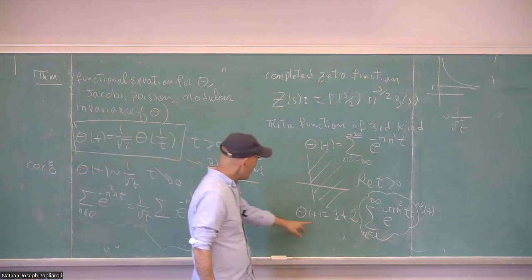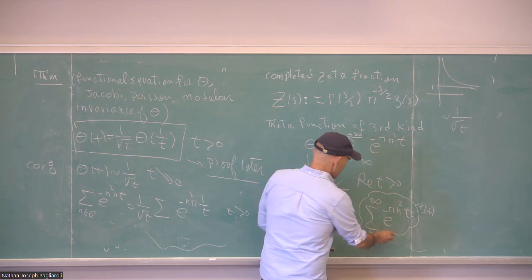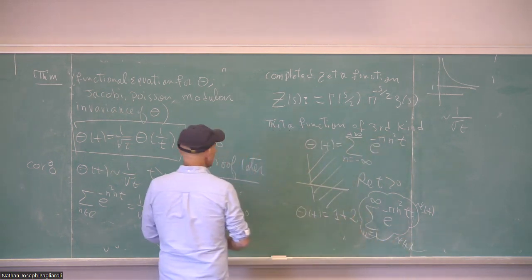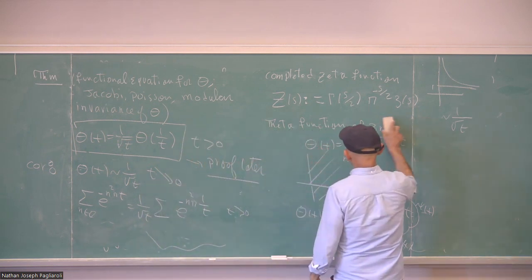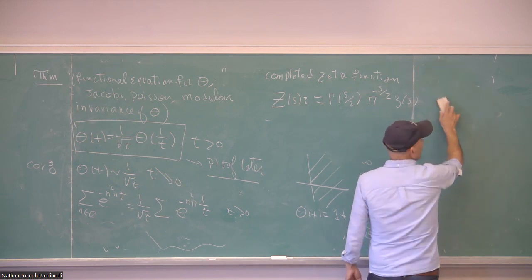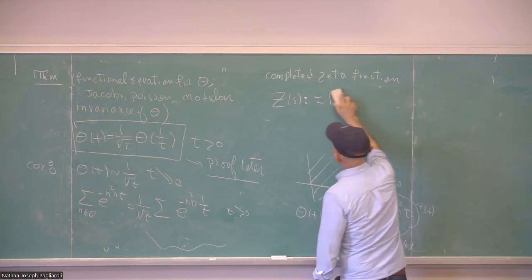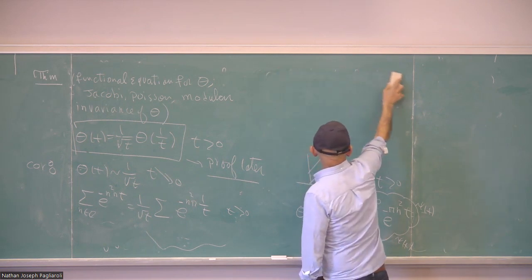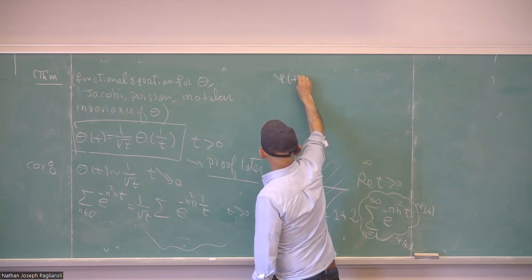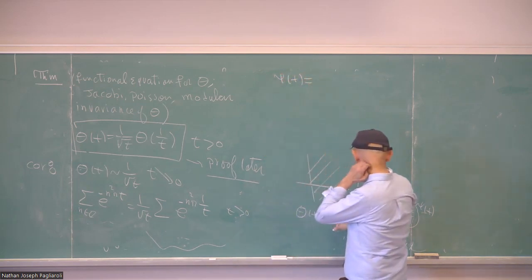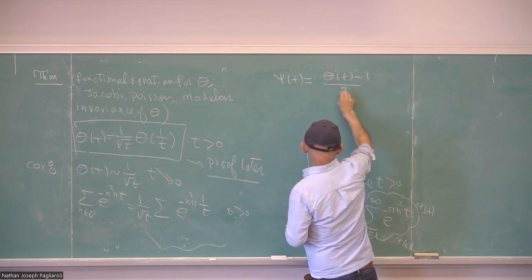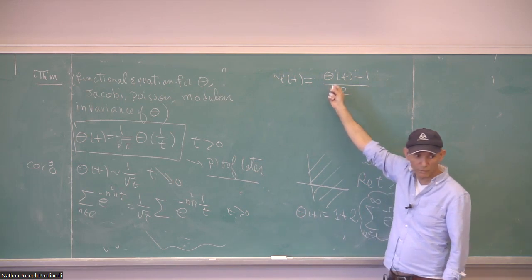So now, this is psi of t, right? So in terms of theta, psi of t is equal to what? Let's write it down. Psi of t is equal to, yeah, we're good with time. So what we've got is that psi of t is equal to theta of t minus 1, over 2, right? That's what we have.